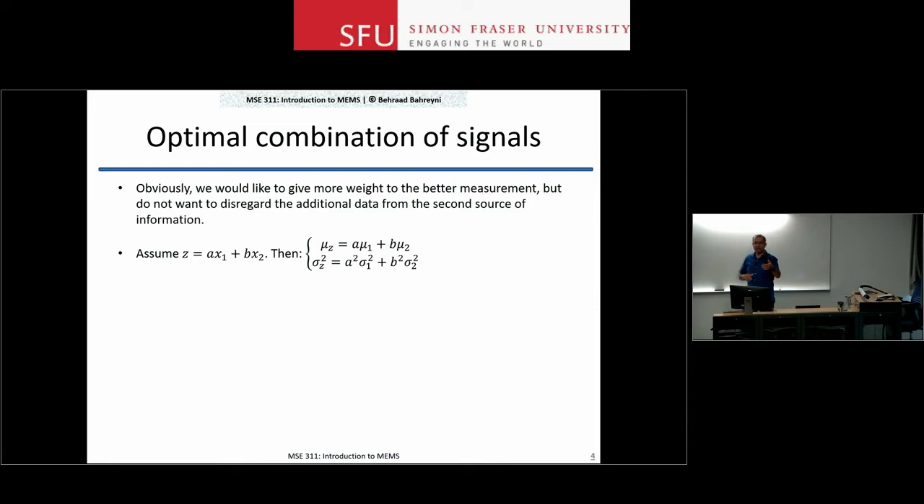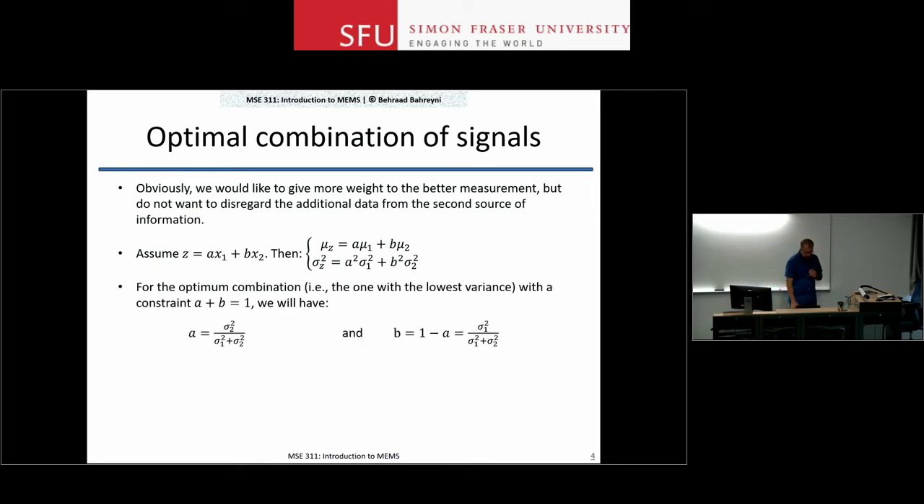And the variance for Z comes from the expression shown over there as well. So it's A squared sigma 1 squared plus B squared sigma 2 squared. Now, if I'm measuring a quantity, I want to get, regardless of how I combine these different sensors, the same measurement at the output.